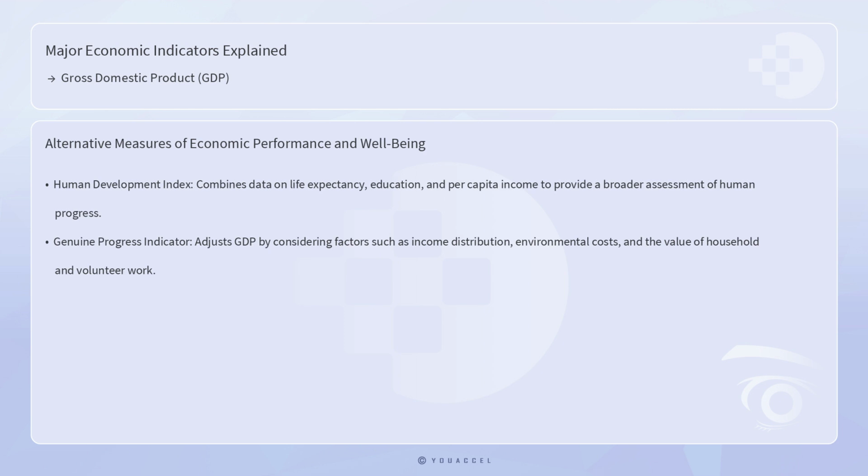To address some of these limitations, economists and policymakers sometimes turn to alternative measures of economic performance and well-being. One such measure is the Human Development Index, which combines data on life expectancy, education, and per capita income to provide a broader assessment of human progress. Another alternative is the Genuine Progress Indicator, which adjusts GDP by considering factors such as income distribution, environmental costs, and the value of household and volunteer work.